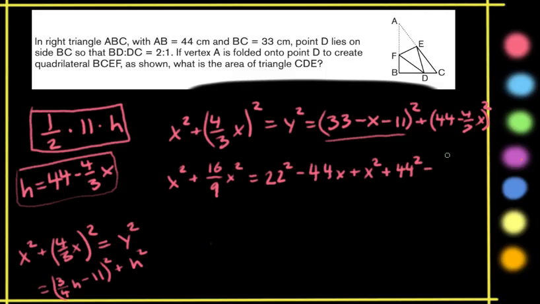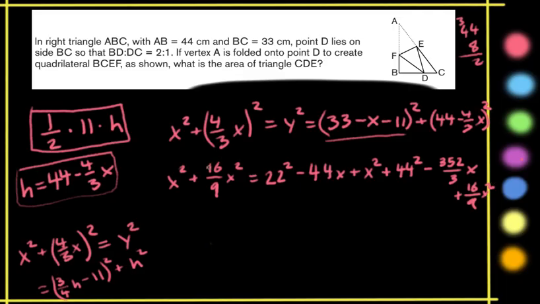And then we'll have minus 2 times the product of these. So that'll be 44 times 8. What's 44 times 8? 2 carry the 3. That'll be 352 divided by 3. So we'll do 352 divided by 3x, and then there will be plus 16/9 x squared.